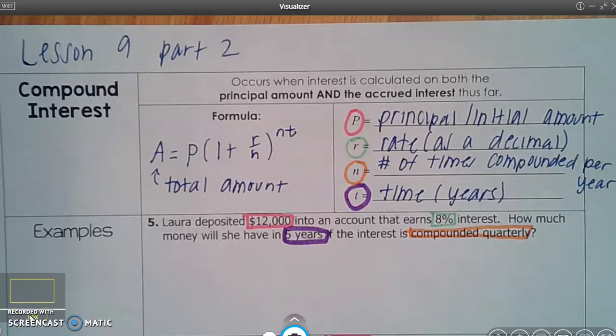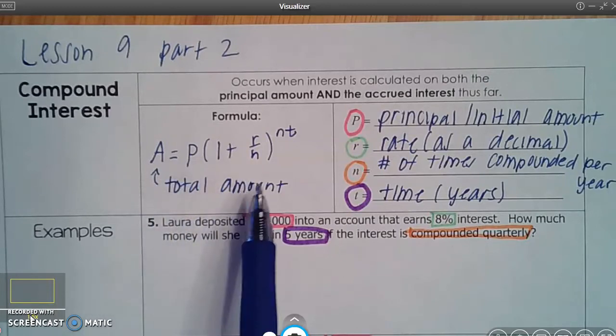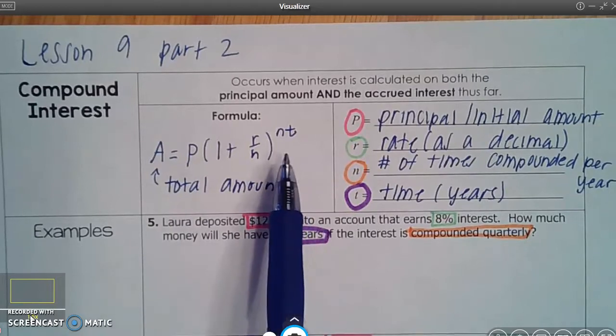Welcome to lesson 9, part 2. Today we're talking about compound interest. So here's your equation. You have A equals P times (1 plus R over N), all raised to the N times T.